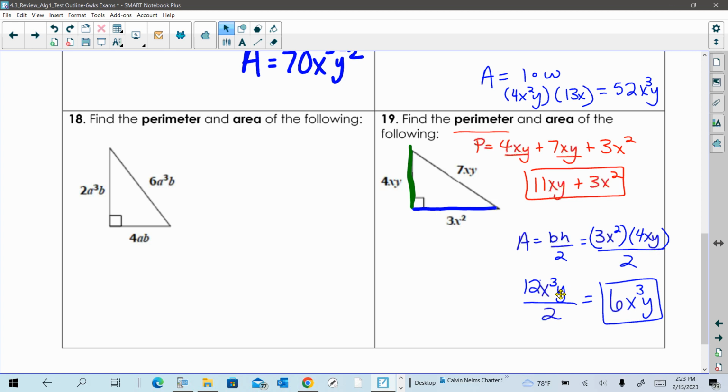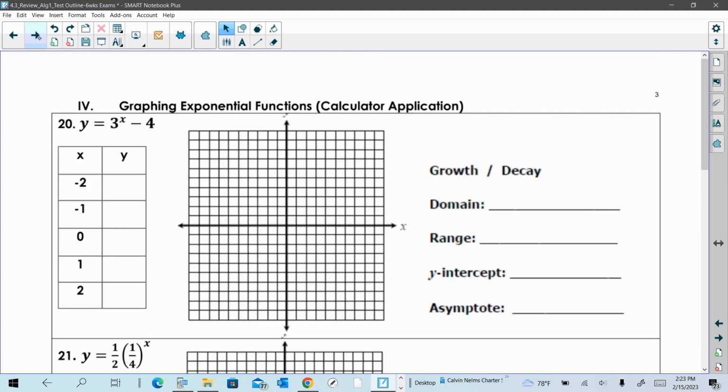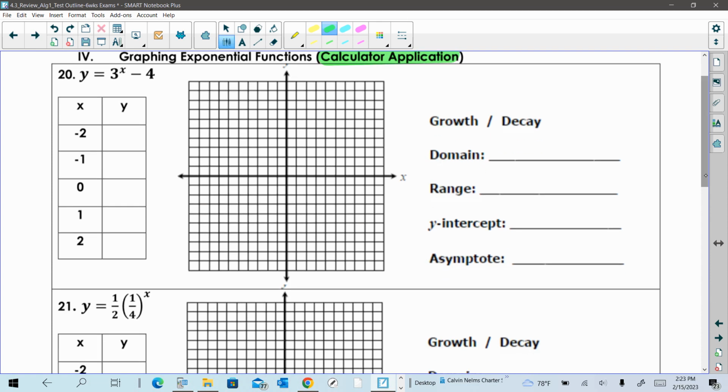All right. Now, the next section, part of Unit 7, was exponential functions and using calculator applications. So you have to be familiar with your calculator to help you problem solve. We kind of covered these in class.